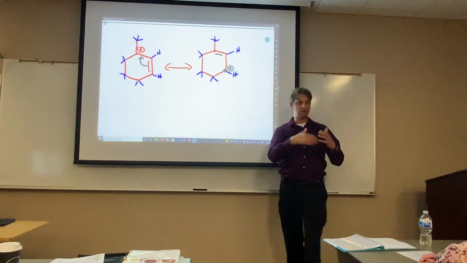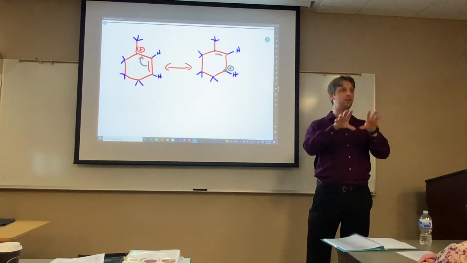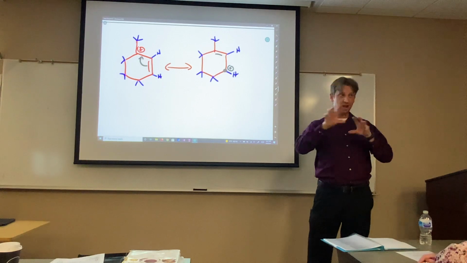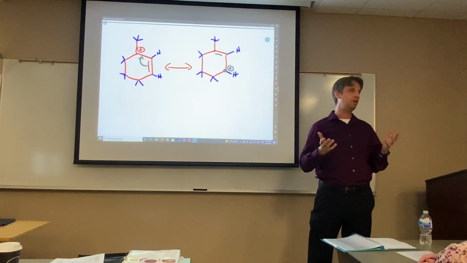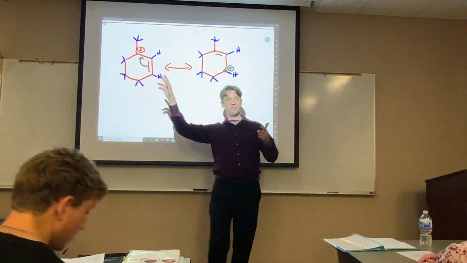So this is why I'm telling you one of the best ways to learn how to draw resonance structures is to explicitly draw your hydrogens. And if you end up moving any of those, you know you did something wrong. The only thing you can end up moving are pi bonds or lone pairs. That's it.